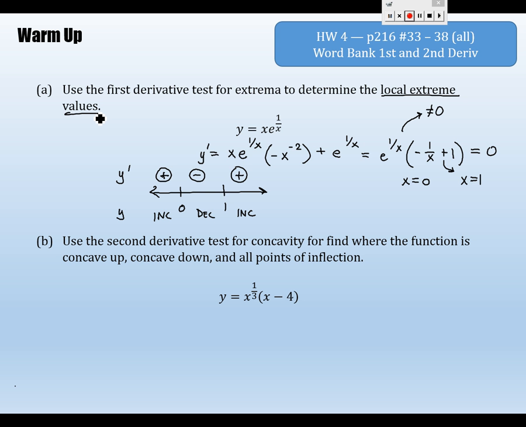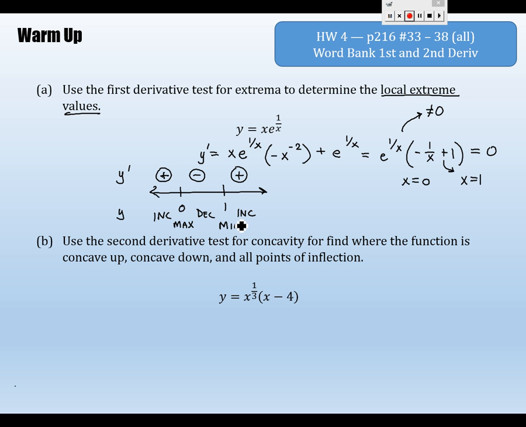Because it's increasing, it's positive before 0. That means that the slope is positive, and when it is negative, that can kind of imply that it's a max at 0. And then when the slope goes from negative to positive at 1, we can imply that it's a minimum. Decreasing and then increasing, so that's a min.